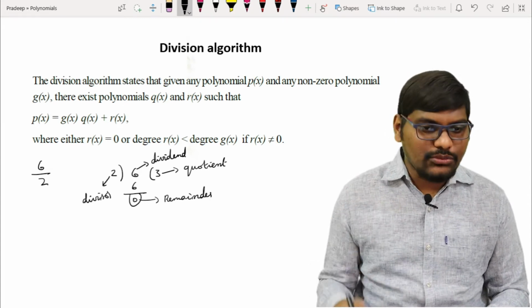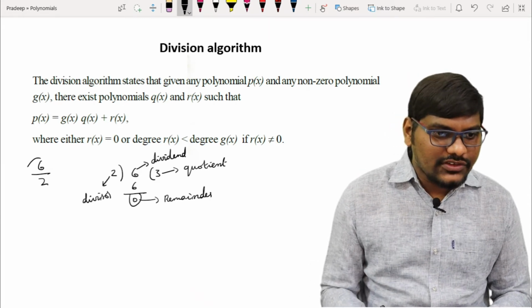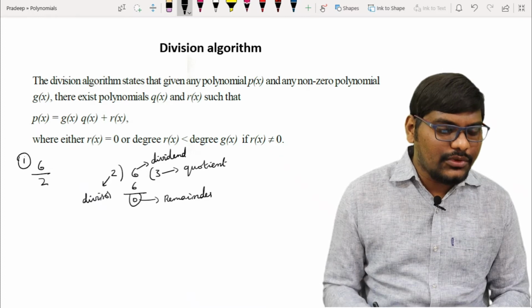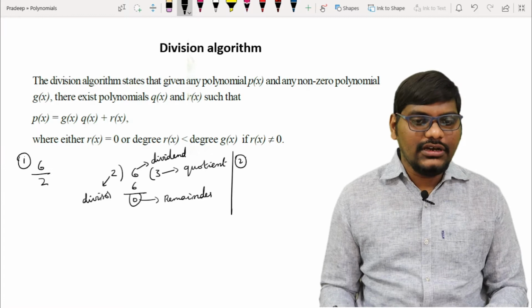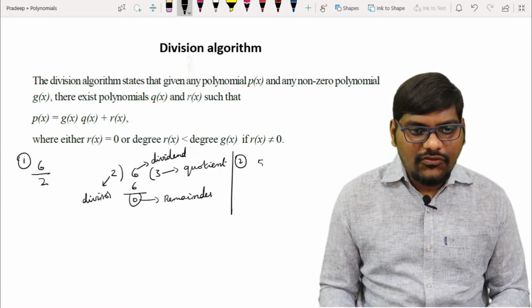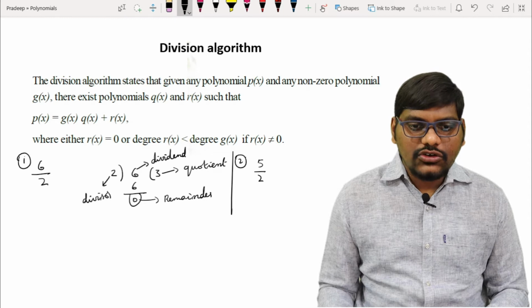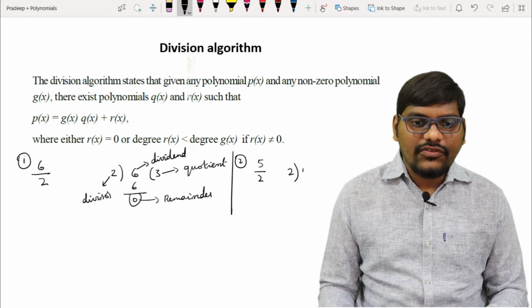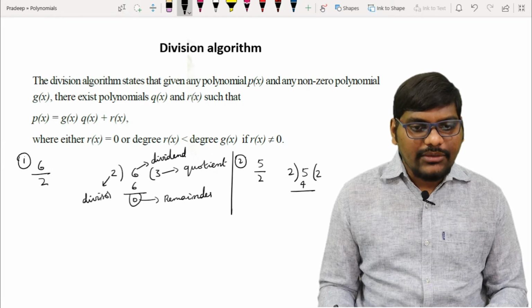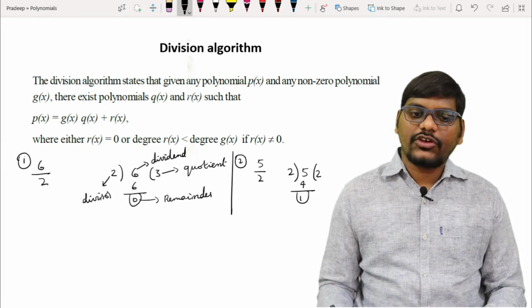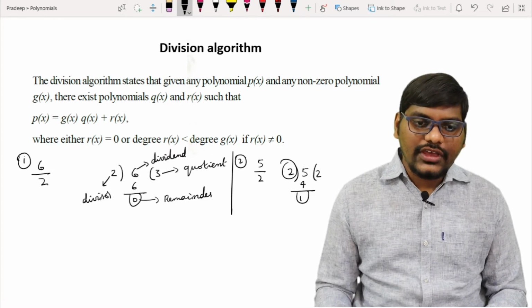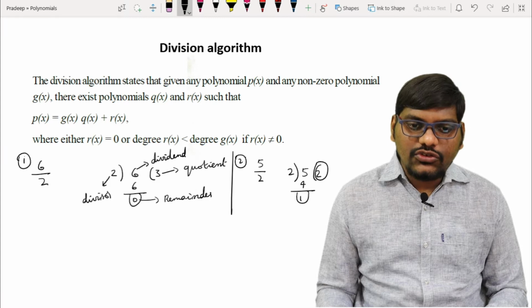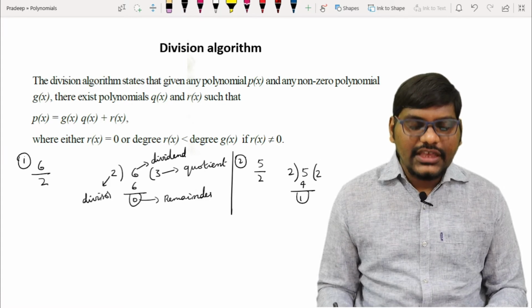Let me take one more example. This is the first one which we did as an example. Suppose I write here something like 5 by 2. Here 2 is the divisor, 5 is the dividend, so I can write 2 2's are 4 and 5 minus 4, 1 is the remainder. This 5 is the dividend, and 2 is the divisor, and this 2 is the quotient, and this one is the remainder.